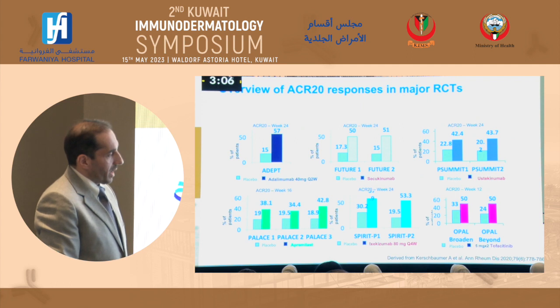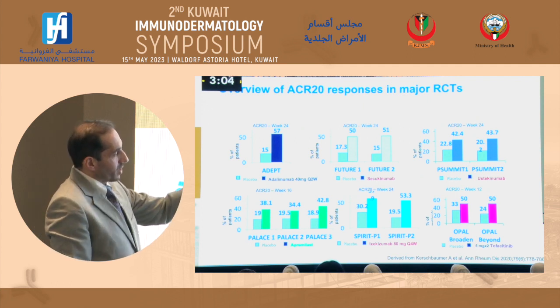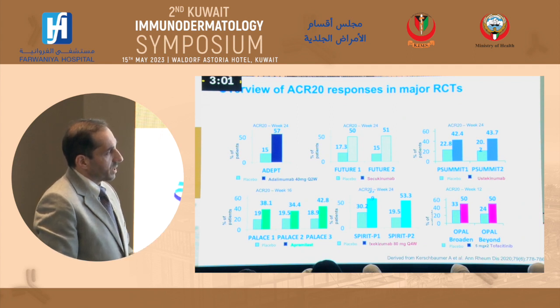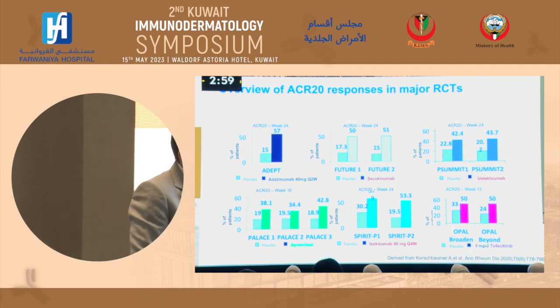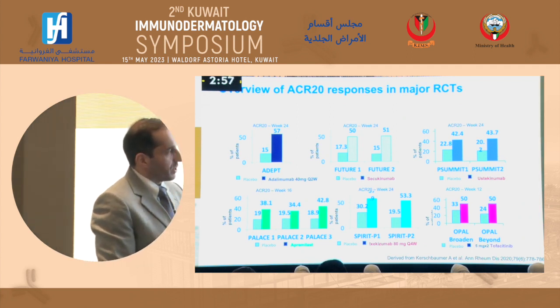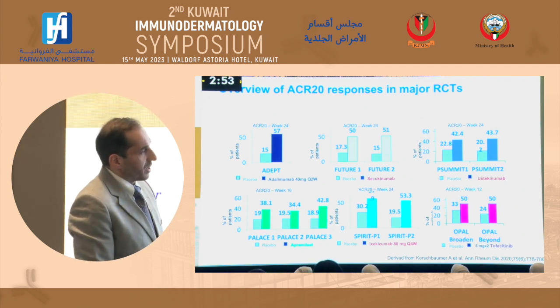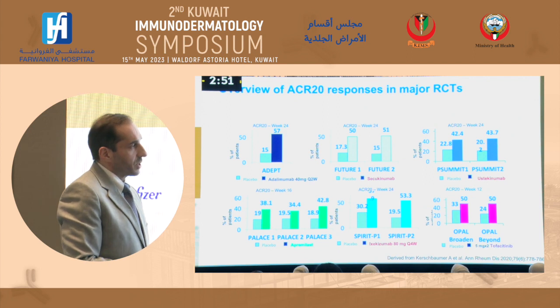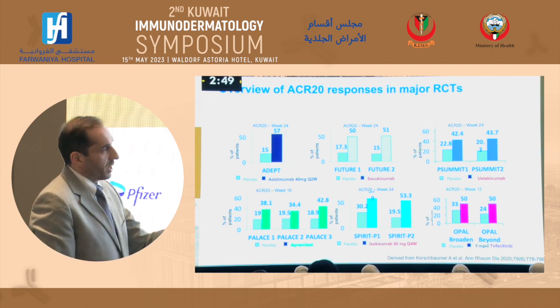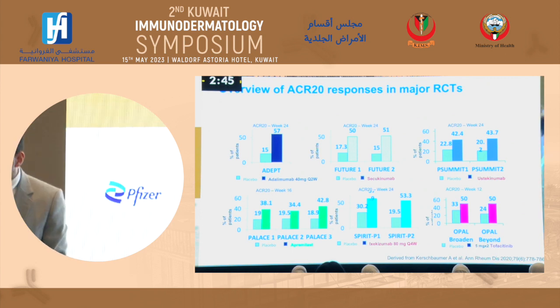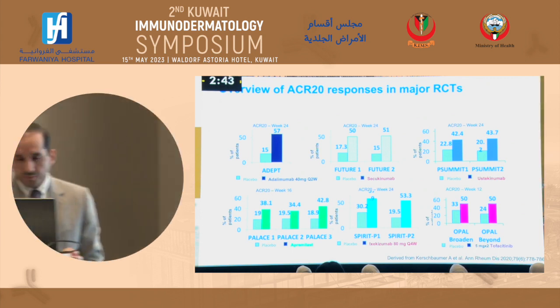In the bottom, you see the PALACE 1, PALACE 2 for apremilast. The chance of achieving ACR20 in 16 weeks is around 40%. And then you're moving to one of the interleukin 17, TAL, so you're seeing the percentage that goes to around 55%. And on the right side is tofacitinib, the JAK inhibitor. It's also approved for psoriatic arthritis. And you see there's a 50% chance of achieving ACR20 in comparison to placebo.